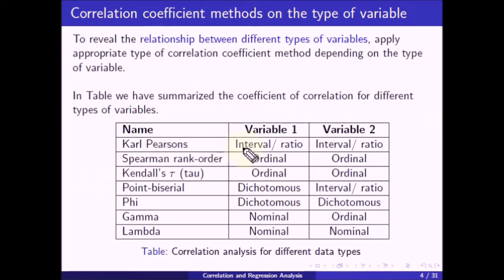We can see that if both variables are ratio or interval, then we may use the Karl Pearson coefficient of correlation. If both variables are ordinal, then we use Spearman's rank correlation coefficient and Kendall's coefficient. If one variable is dichotomous and the other is interval or ratio, then we should use point biserial. If both variables are dichotomous, then we use the phi correlation coefficient. If one variable is nominal and another is ordinal, we should use gamma. And if both are nominal, then we use the lambda coefficient of correlation.